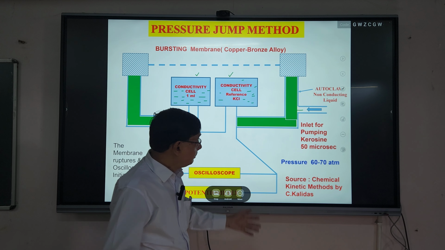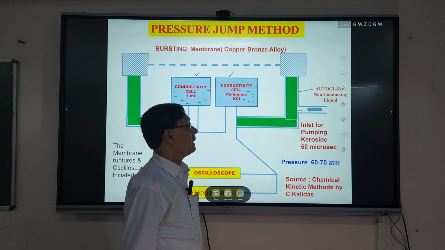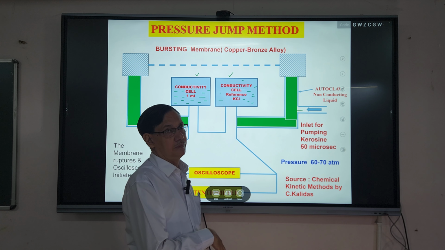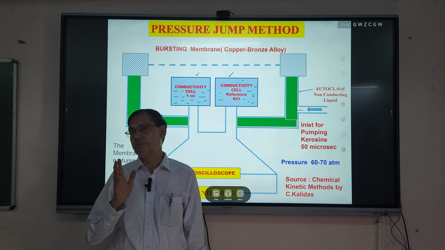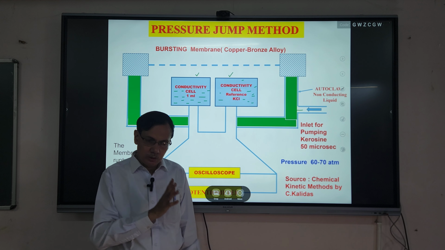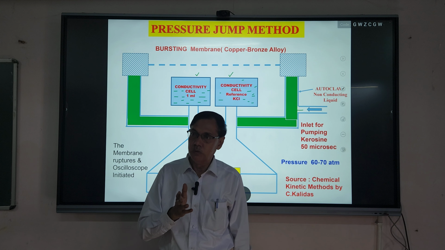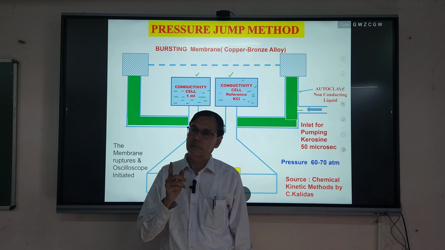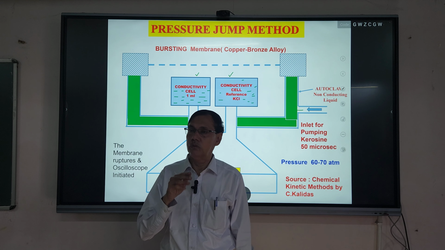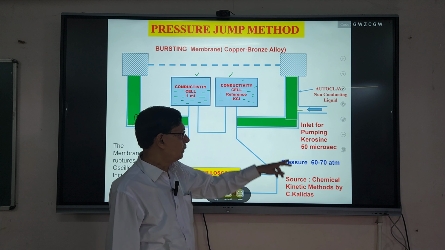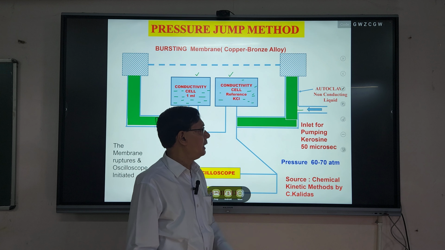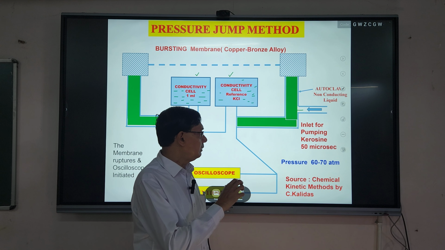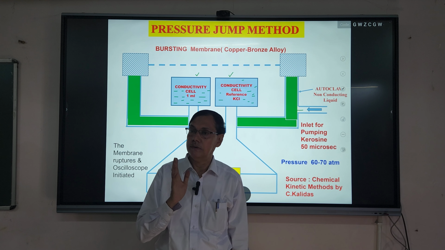Now, how do I increase the pressure? By pumping the kerosene. Now again, it is a fast reaction technique, and you know that most of the time in relaxation kinetics, our half-life or relaxation time is microsecond, not millisecond, 1 into 10 to the power minus 6 seconds. So therefore, there must be some automatic device by which the pumping of the kerosene increases the pressure within 50 microseconds, because that is also important.